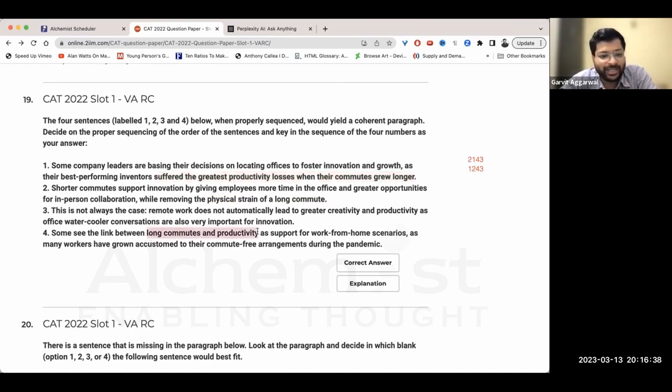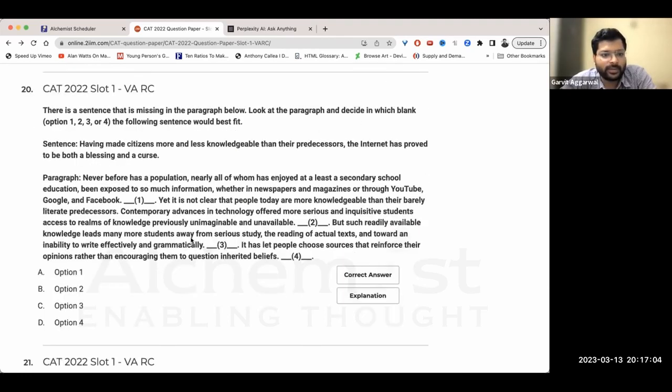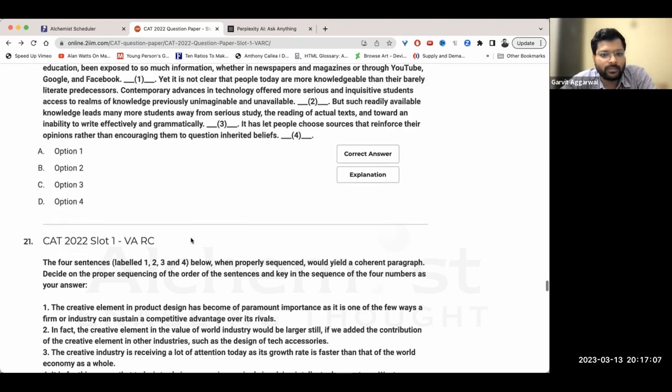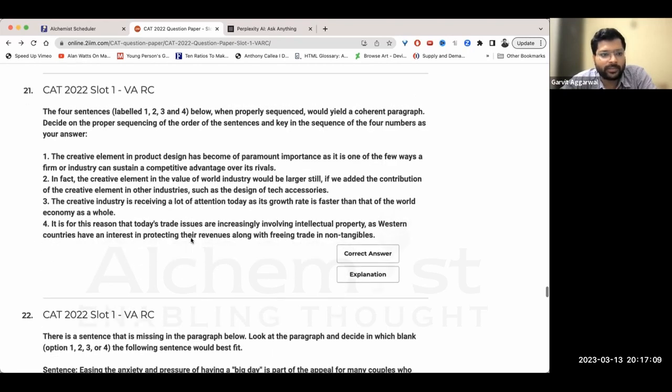Long commute and productivity loss के इस रिलेशन को उठा के कुछ लोगों ने सपोर्ट बना लिया है अपने वर्क फ्रॉम होम के आर्गुमेंट में. This is, I think, the best logic by far, which supports 2143. Yes, sir. Any retaliation? Right? Take 2143. Let's try this.